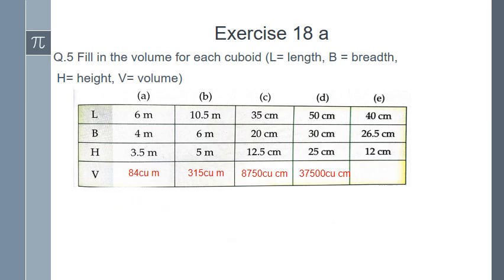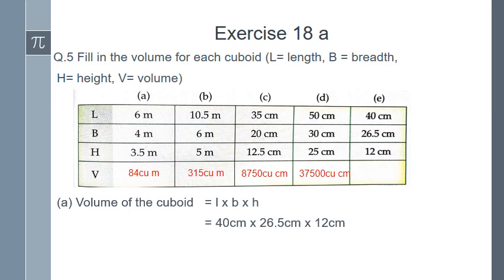Now children, let's move to the last part of question number 5, which is the E part. So here the volume of the cuboid is equal to length multiplied by breadth multiplied by height. Length is equal to 40 centimeter, breadth is equal to 26.5 centimeter, and height is equal to 12 centimeter. So 40 centimeter multiplied by 26.5 centimeter multiplied by 12 centimeter is equal to 12,720 cubic centimeter. So the volume is equal to 12,720 cubic centimeter. So this way we have done question number 5 also.